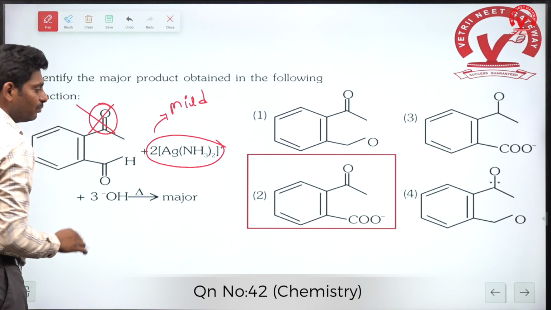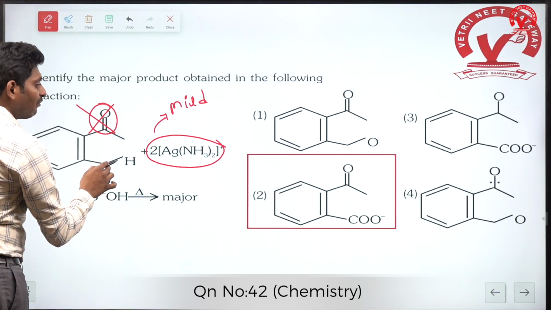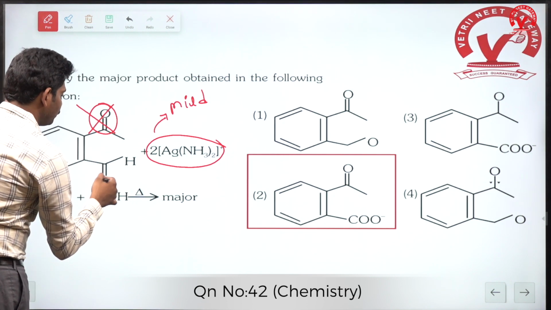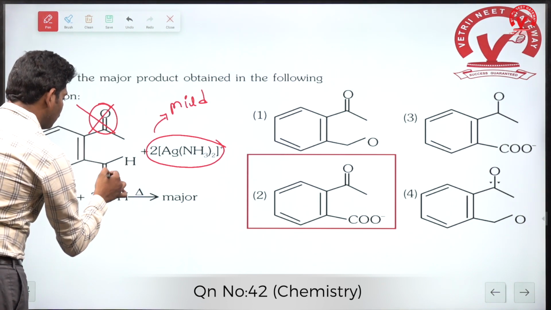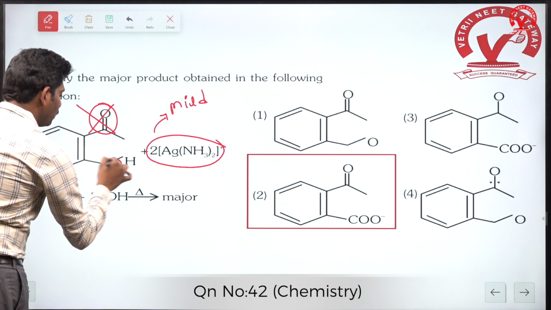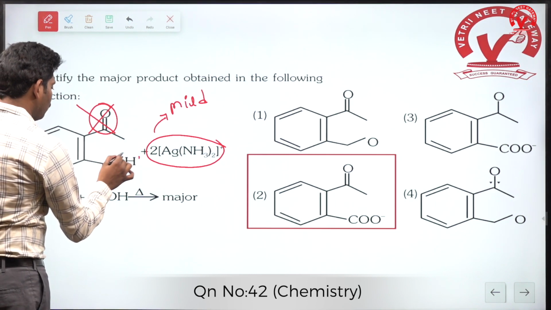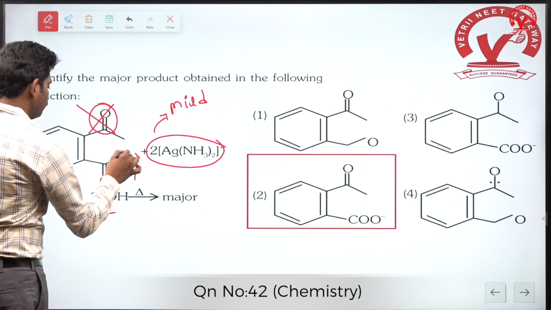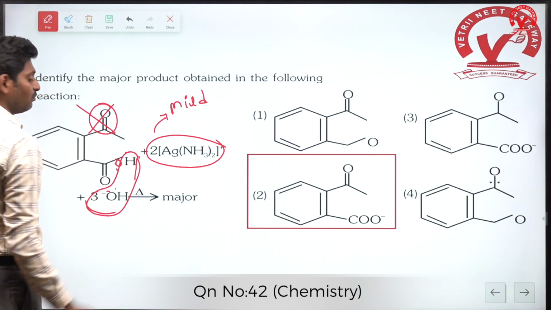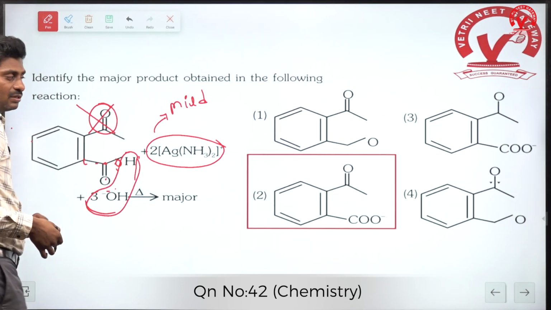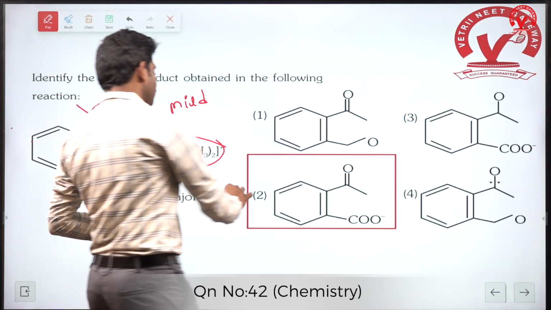Then the aldehyde group. First this one converts into the COOH group. Then it reacts with this OH, and this OH and this H will go, then it will form the COO minus. This is the correct option.